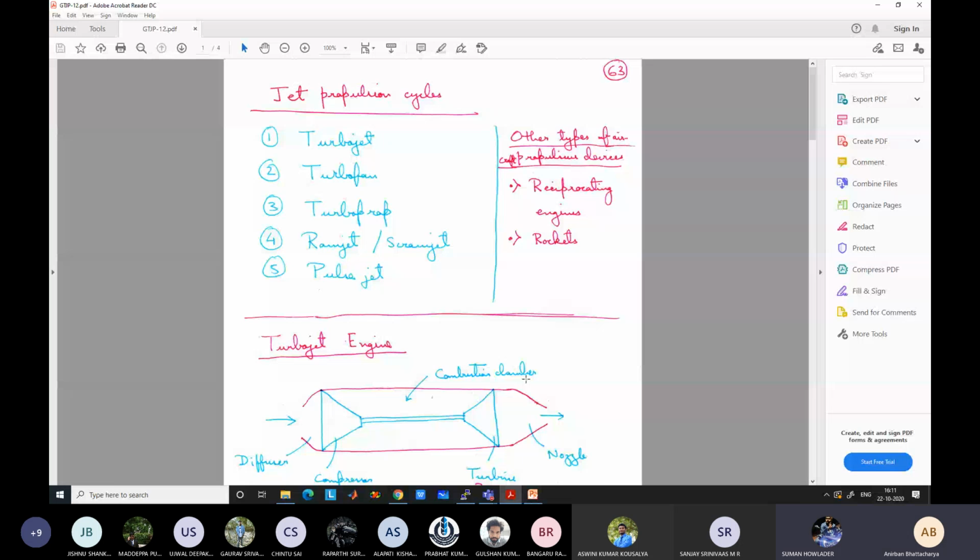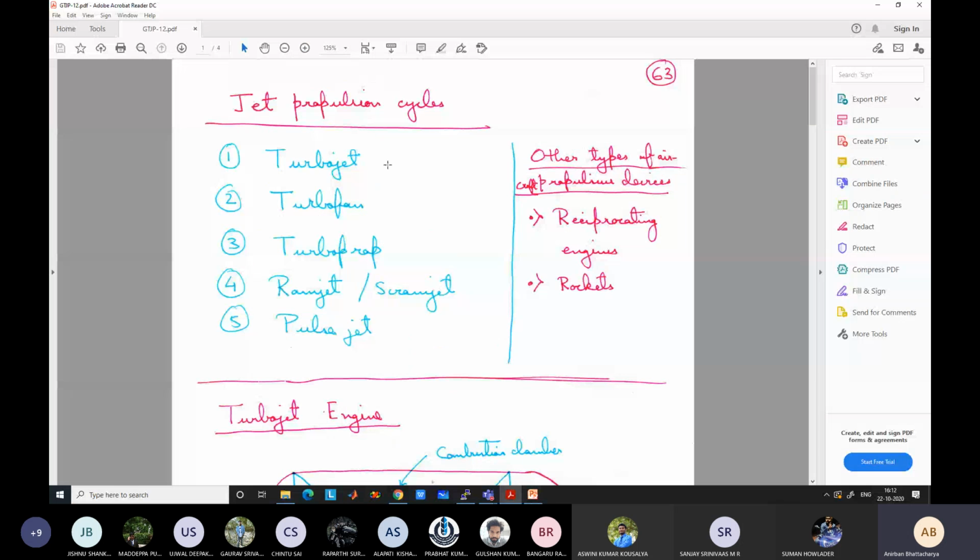Actually, I have not even discussed any technical aspect. I am just giving some interesting insight. So I have just written here all the things we have discussed. The main jet propulsion cycles are turbojet, turbofan, turboprop, ramjet, scramjet, and pulse jet. I hope you can see the screen. Other types of aircraft propulsion devices can be reciprocating engines or rockets, both of which are not used.